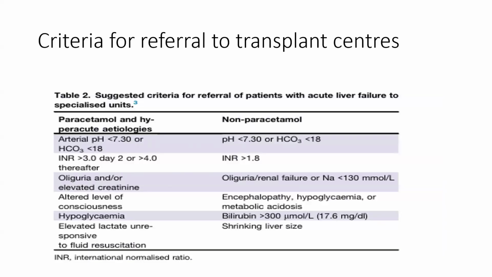Now, after evaluating everything, we need to take the urgent decision of referral to the transplant center if there is a proper indication for liver transplant. So the suggested criteria for referral of a patient with acute liver failure to a specialist unit: if it is because of paracetamol or a hyperacute etiology, then the criteria are arterial pH less than 7.3 or bicarbonate less than 18, INR more than 3 on day 2 or more than 4 thereafter, oliguria or elevated creatinine, altered level of consciousness, hypoglycemia, elevated lactate unresponsive to fluid resuscitation.